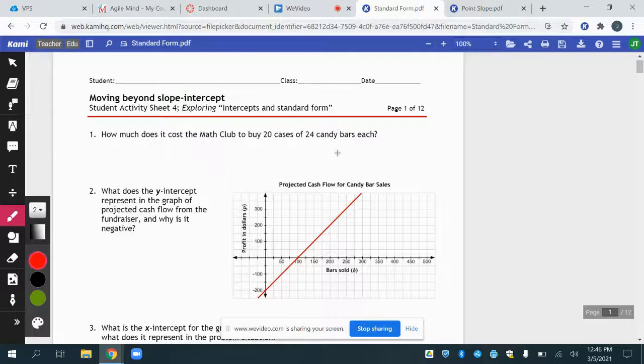Alright, folks. I got a couple people asking for a video on how to do this stuff, and by golly, I would love to help you out. So here we go. We're going to talk about standard form. Intercepts in standard form. That's the assignment we're looking at right now. Intercepts in standard form. Okay.